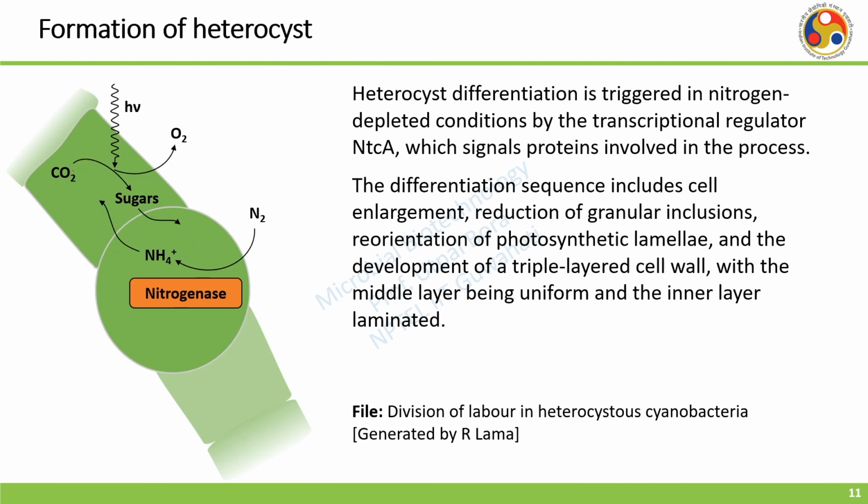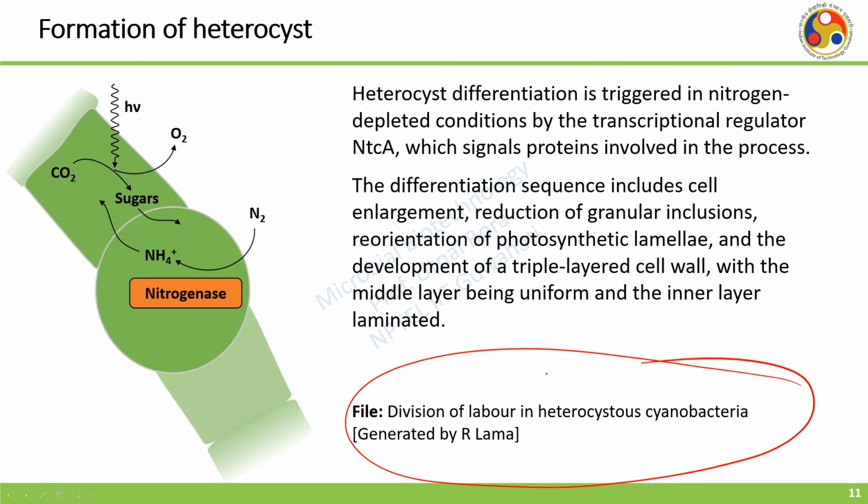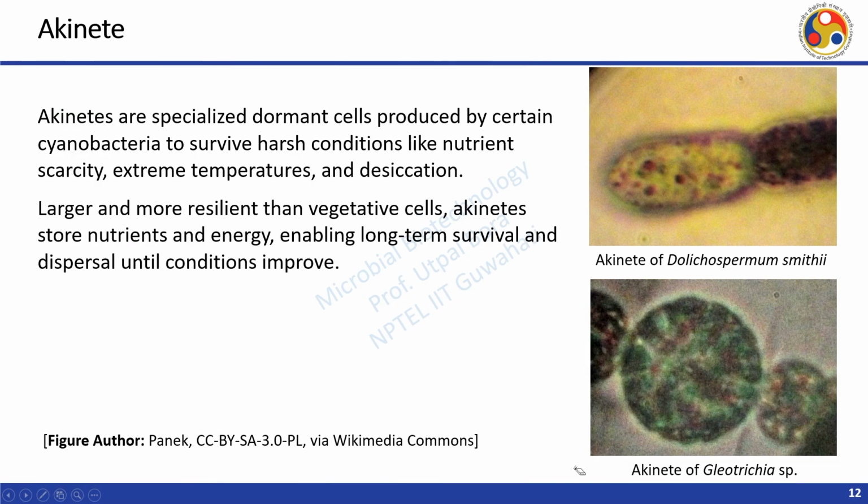Heterocyst differentiation is triggered in nitrogen depleted conditions by the transcriptional regulator NtcA, which signals proteins involved in the process. The differentiation sequence includes cell enlargement, reduction of granular inclusions, reorientation of photosynthetic lamellae, and development of a triple layered cell wall, with the middle layer being uniform and the inner layer laminated. So, this picture shows the division of labor in heterocystous cyanobacteria.